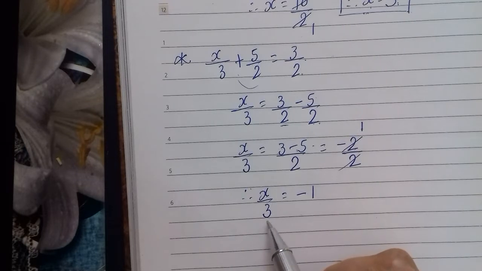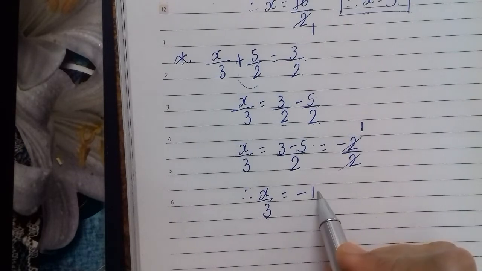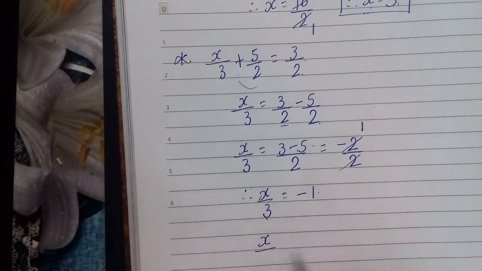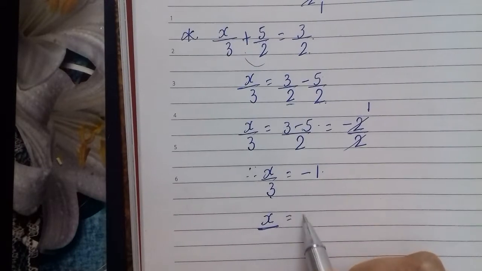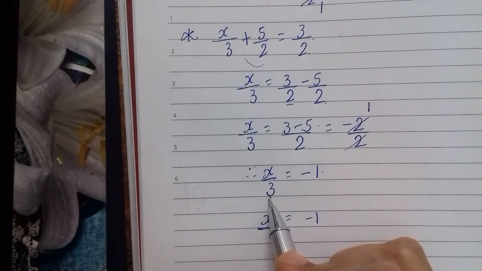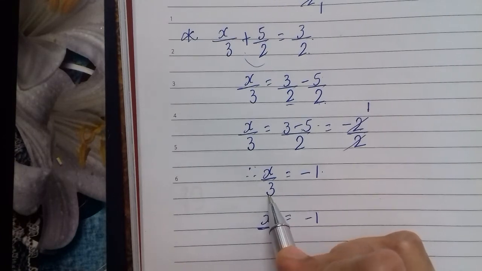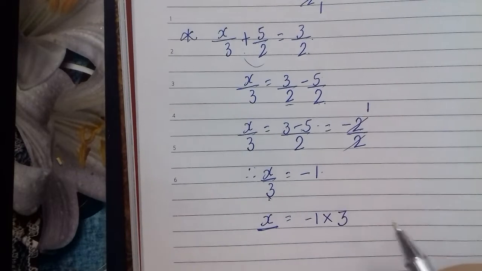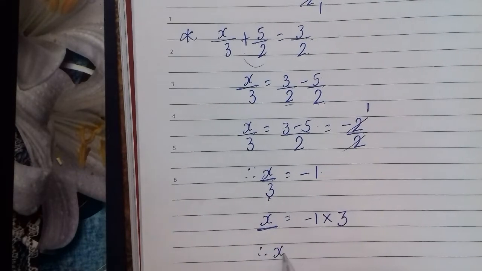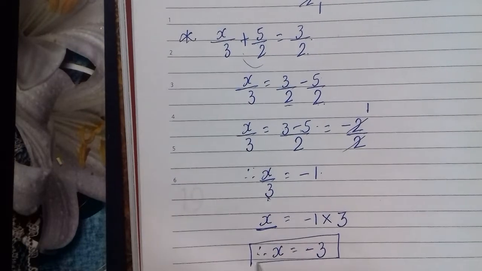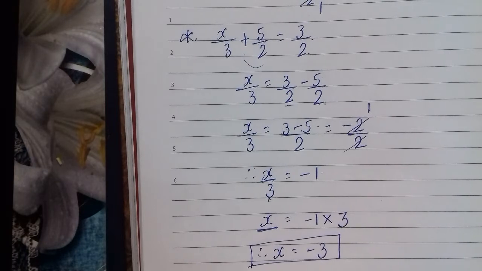Now transposing 3 to the right hand side, we get x is equal to minus 1 times 3. Here 3 is in division. So transposing 3 to the right hand side, we put it in multiplication. Therefore x is equal to minus 3. Next example.